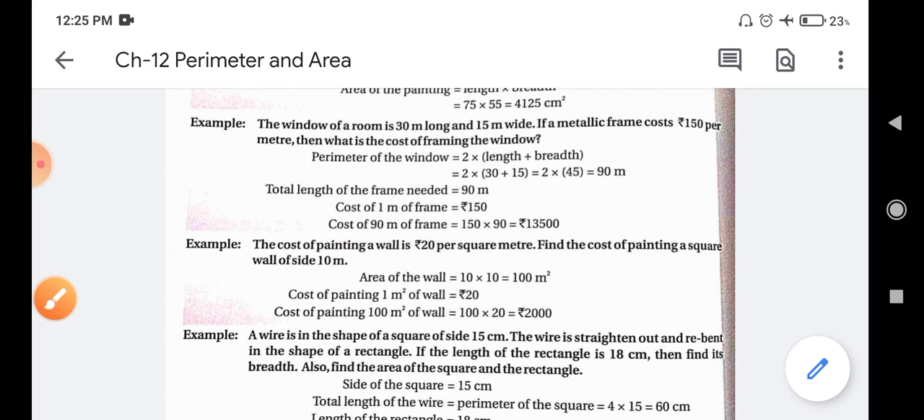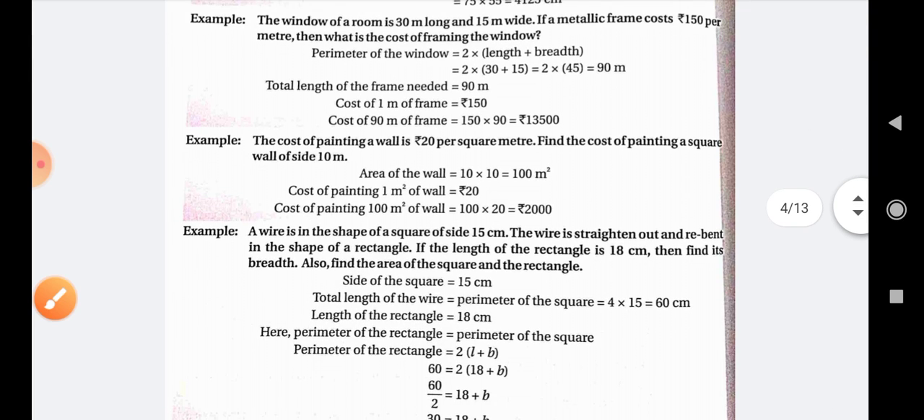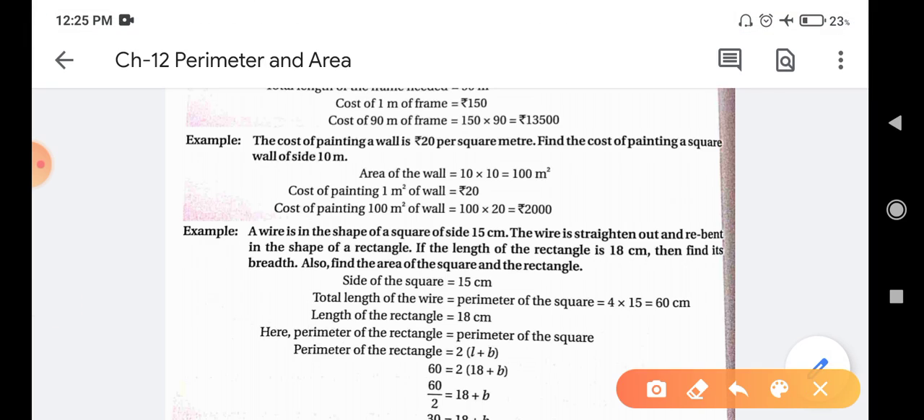Next example: the cost of painting a wall is 20 rupees per square meter. You are given the cost of painting a wall, which is 20 rupees per square meter. That means the cost of 1 square meter will be 20 rupees. Then find the cost of painting a square wall of side 10 meter.